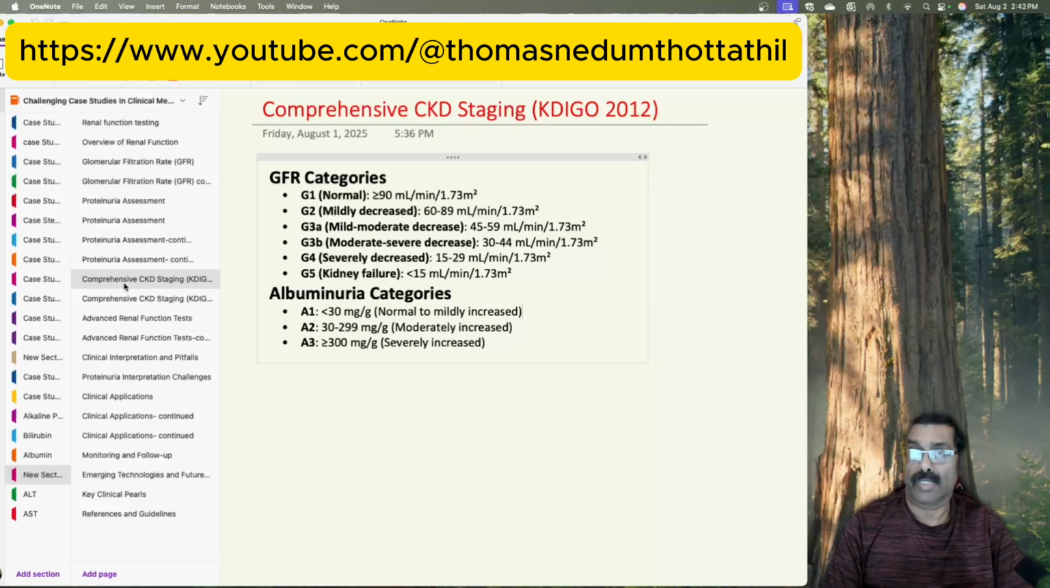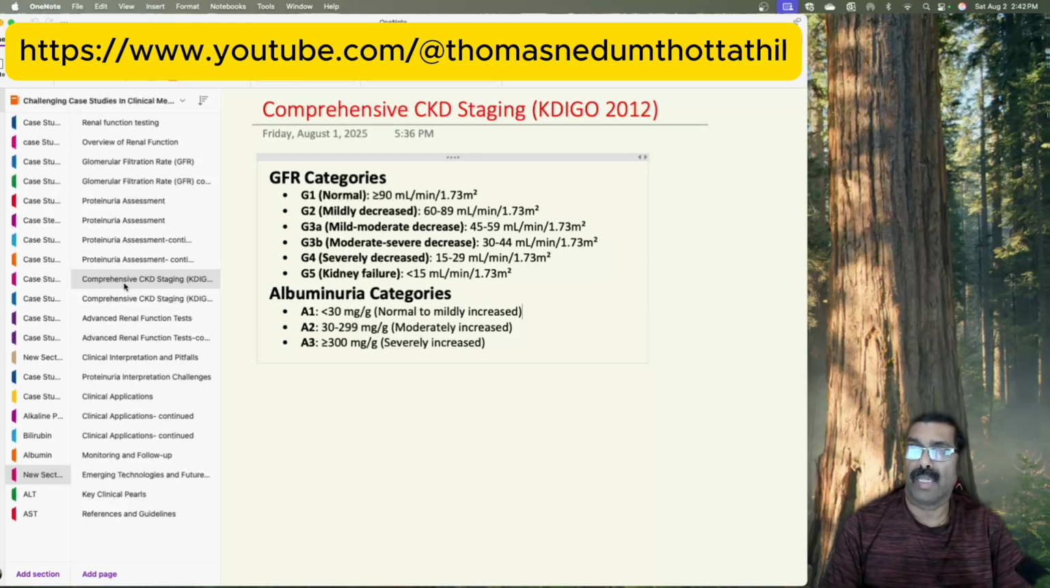G3B moderate to severe decrease and the corresponding GFR is 30 to 44. G4 severely decreased, represents 15 to 29 ml per minute per 1.73 meter square of body surface area. G5 is kidney failure with a GFR of less than 15.